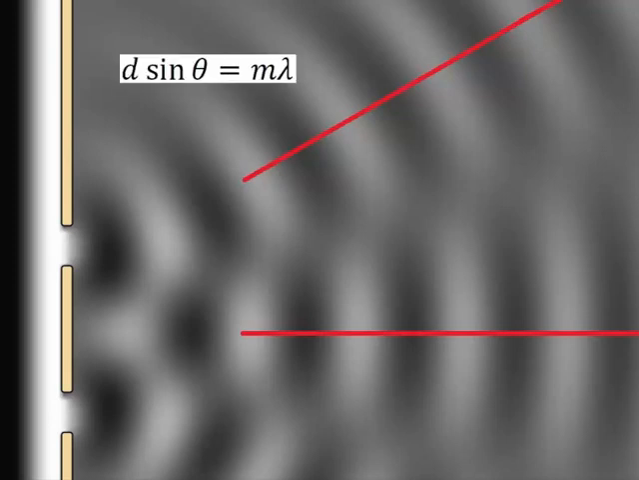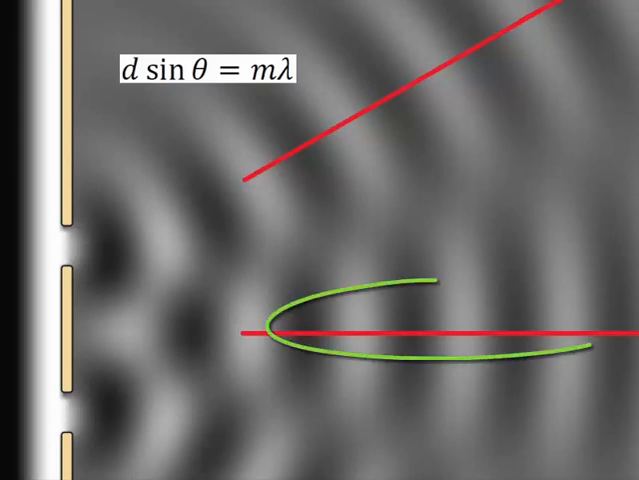The angles at which you get bright peaks, where peaks from one source add constructively to peaks from the other source, are predicted by this equation, d sine theta equals m lambda. And you're going to use this equation a couple of times to predict this angle. d is the distance between the slits. Lambda is the wavelength of the wave involved. Theta is the angle from the center line at which the peak occurs.